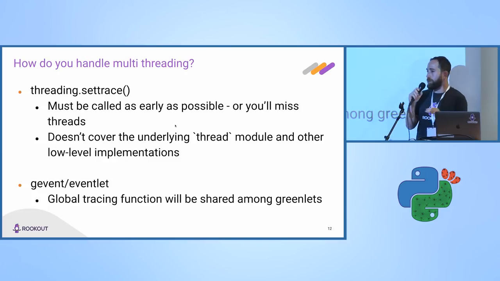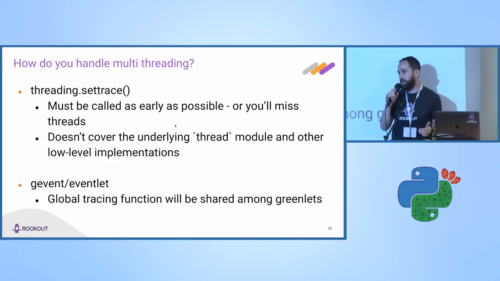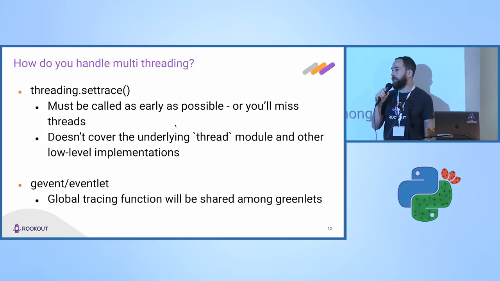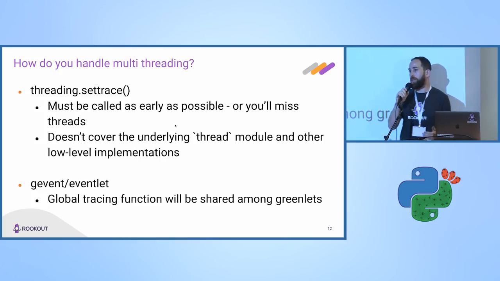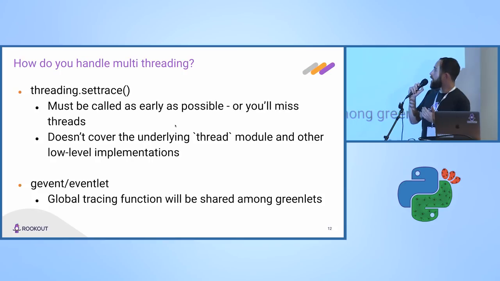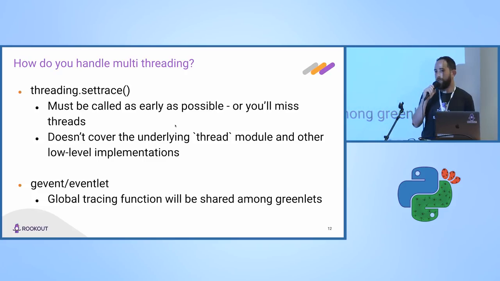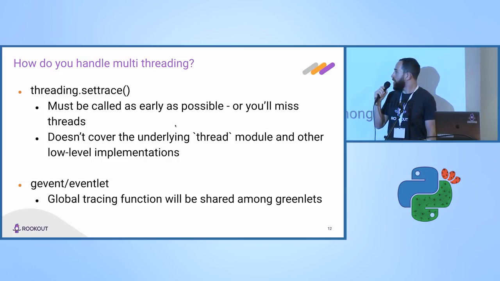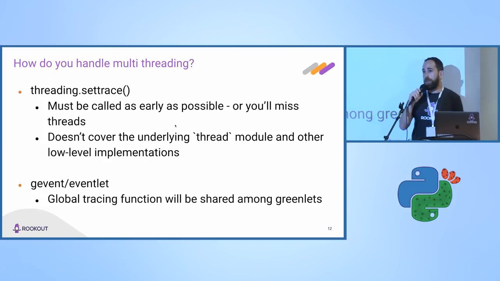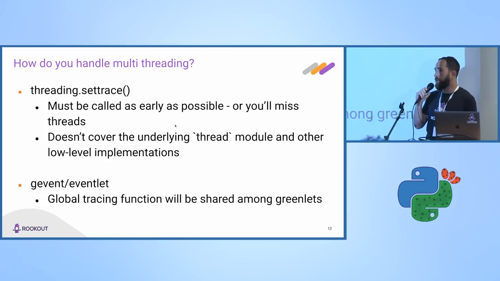Keep in mind that you want to call threading.settrace as early as possible, because there is no documented way of setting the tracer for a remote thread. And also keep in mind that other low-level implementations for threading, such as the thread module, do not offer that option. Last but not least, if you are debugging an event loop-oriented application using gevent, Eventlet, or Greenlet, then from Python's perspective, there is only a single thread. So the global tracer function is going to be shared among all the greenlets.